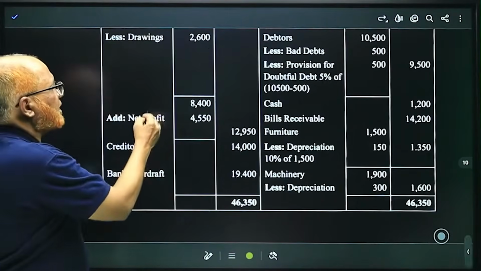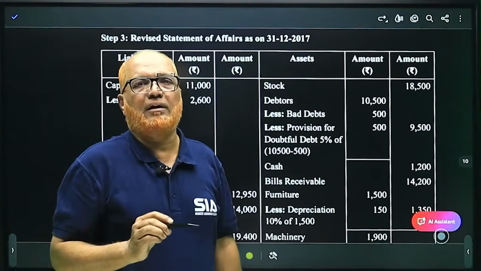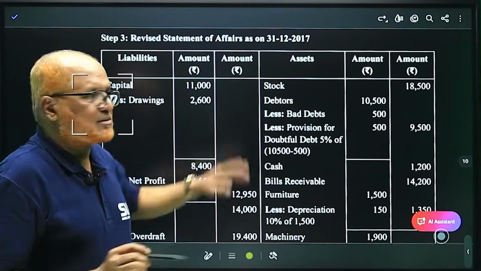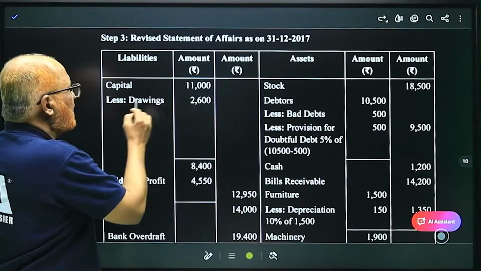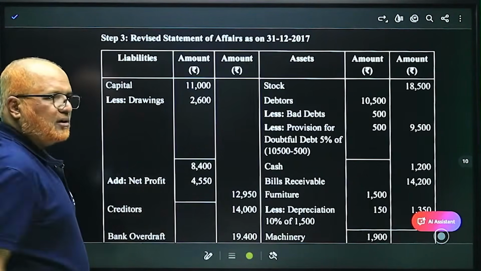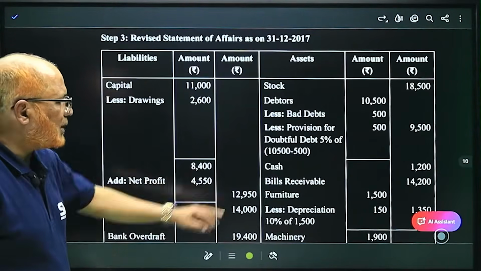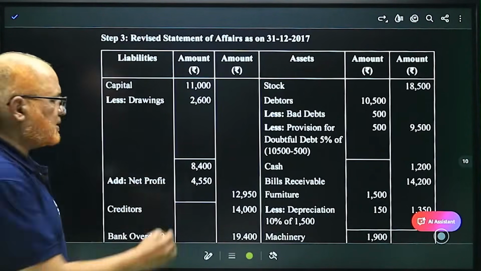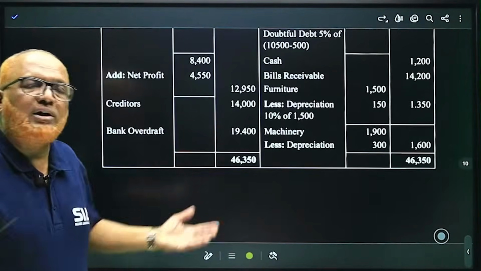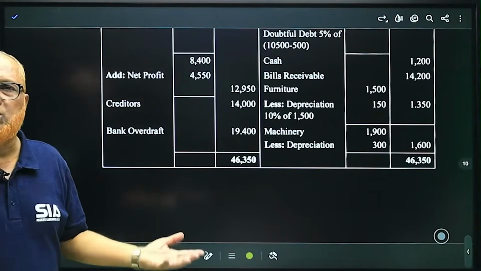Now come to the liability side. On the liability side, capital. Capital at the beginning of the year is 11,000. Already we have prepared the statement of affairs. So opening capital 11,000, less drawings 2,600, gives 8,400. Add profit earned during the year 4,550. So the total is 12,950. That is the closing capital after adjustments. Then creditors, no change. Whatever is given in the problem, I have taken the same. Bank overdraft of 19,400, no change.